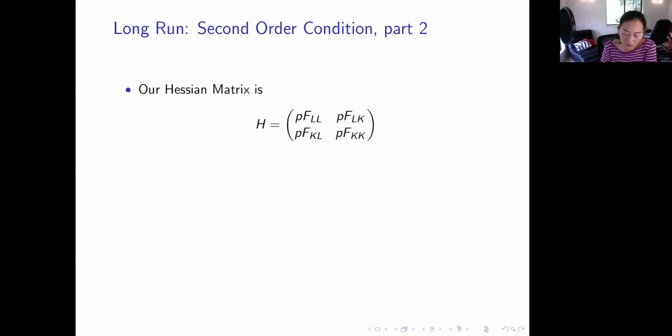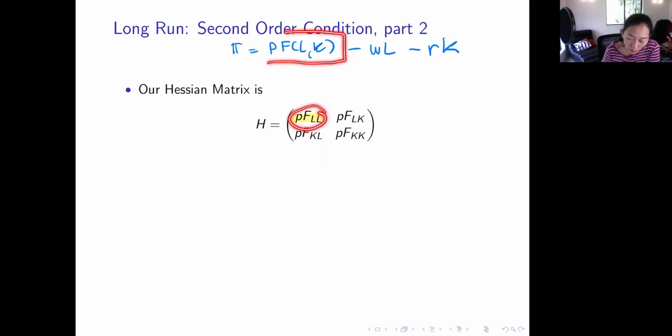So our Hessian matrix, right? This is the second order derivative of the profit function. So I can rewrite our profit function, which is total revenue less the cost of labor less the cost of capital. So this term would be equal to P times FLL. This term would be P times FKK. And the cross term would be P times FLK, P times FKL. So FKL and FLK are exactly the same.